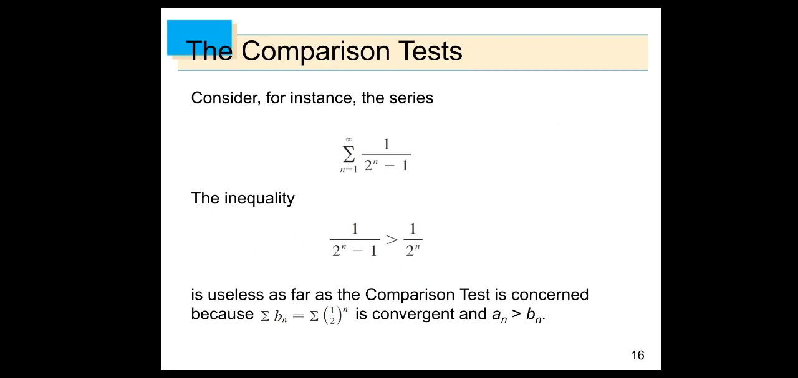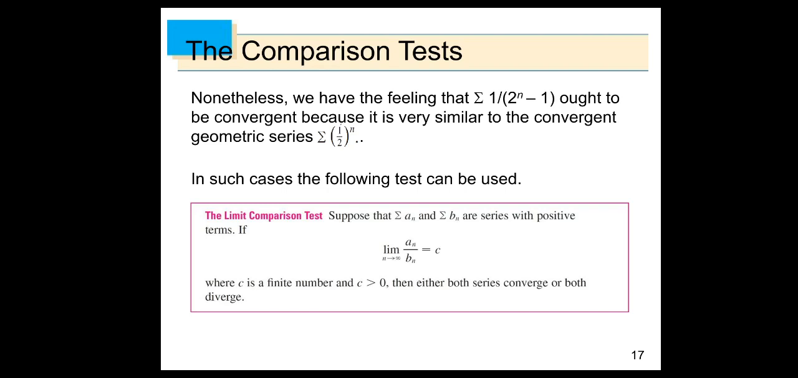Okay, consider for instance the series sigma 1 by 2 power n minus 1, n equals 1 goes to infinity. The inequality is 1 by 2 power n minus 1 is greater than 1 by 2 power n, right? So it's going to be useless to apply this test, because as we know, if our a sub n is greater than our b sub n, right, this test would not be applicable.